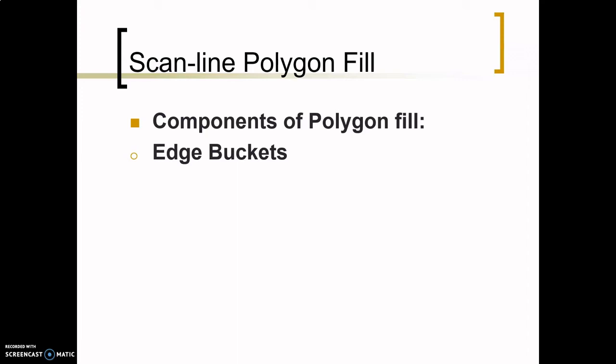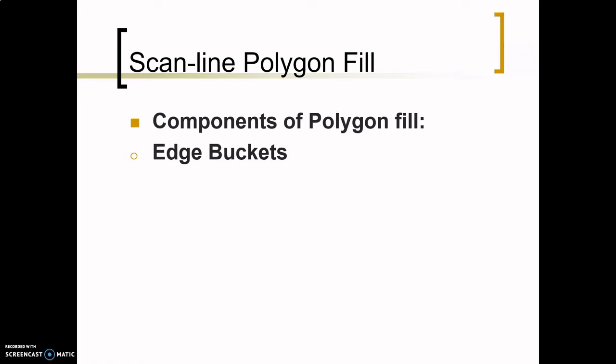Let's see what y max is. Y max means the maximum y coordinate of the edge, and x of y min means the x coordinate of the lowest edge point, updated at every scan line while scan line filling. Then slope inverse is the inverse of the slope of the edge. Here we never take horizontal lines as edges.